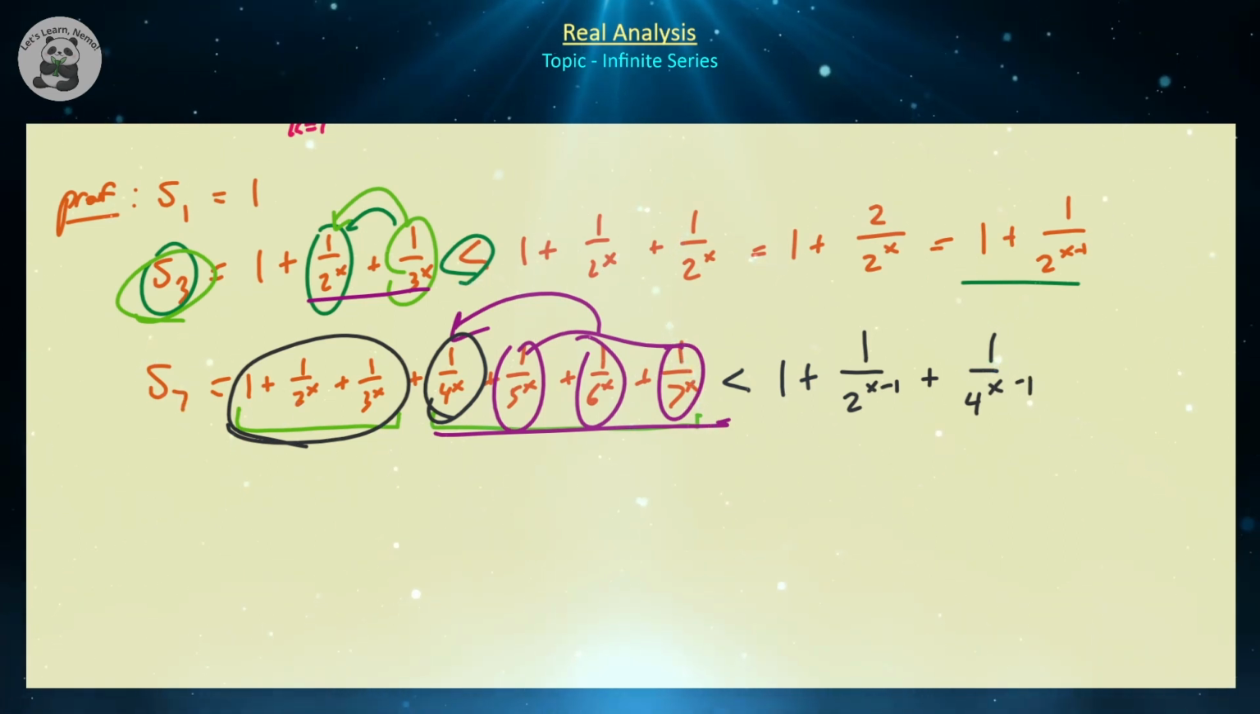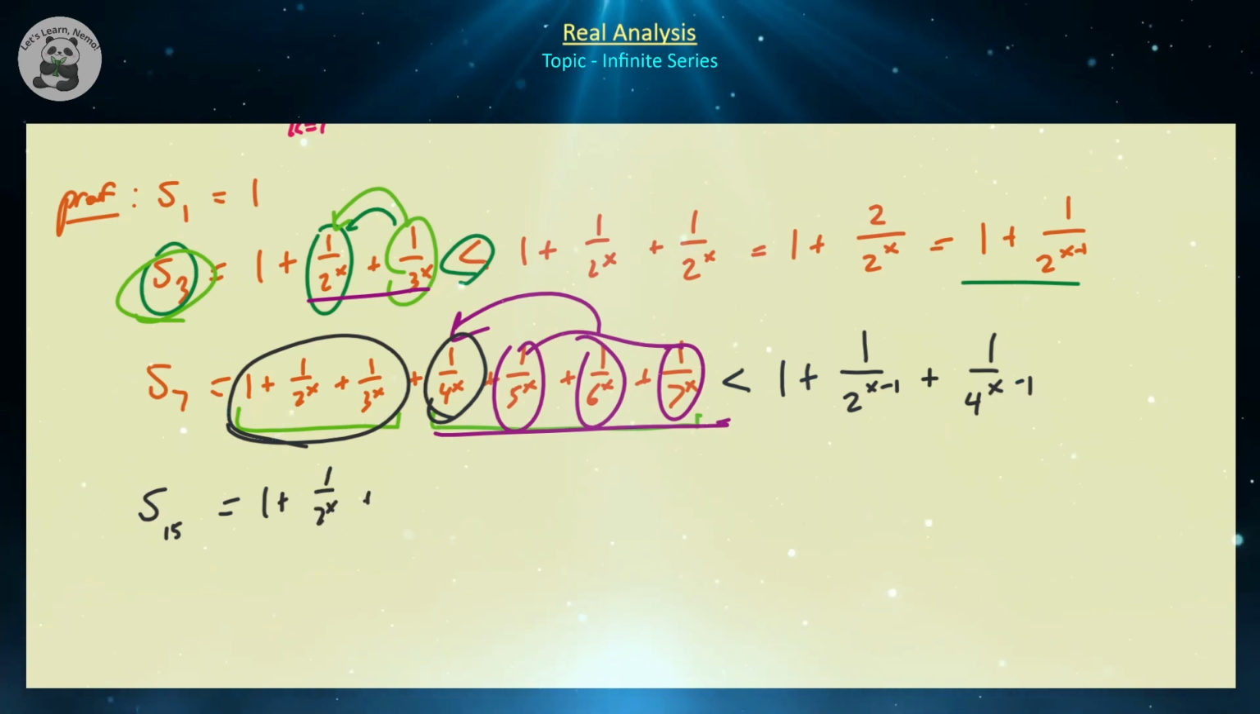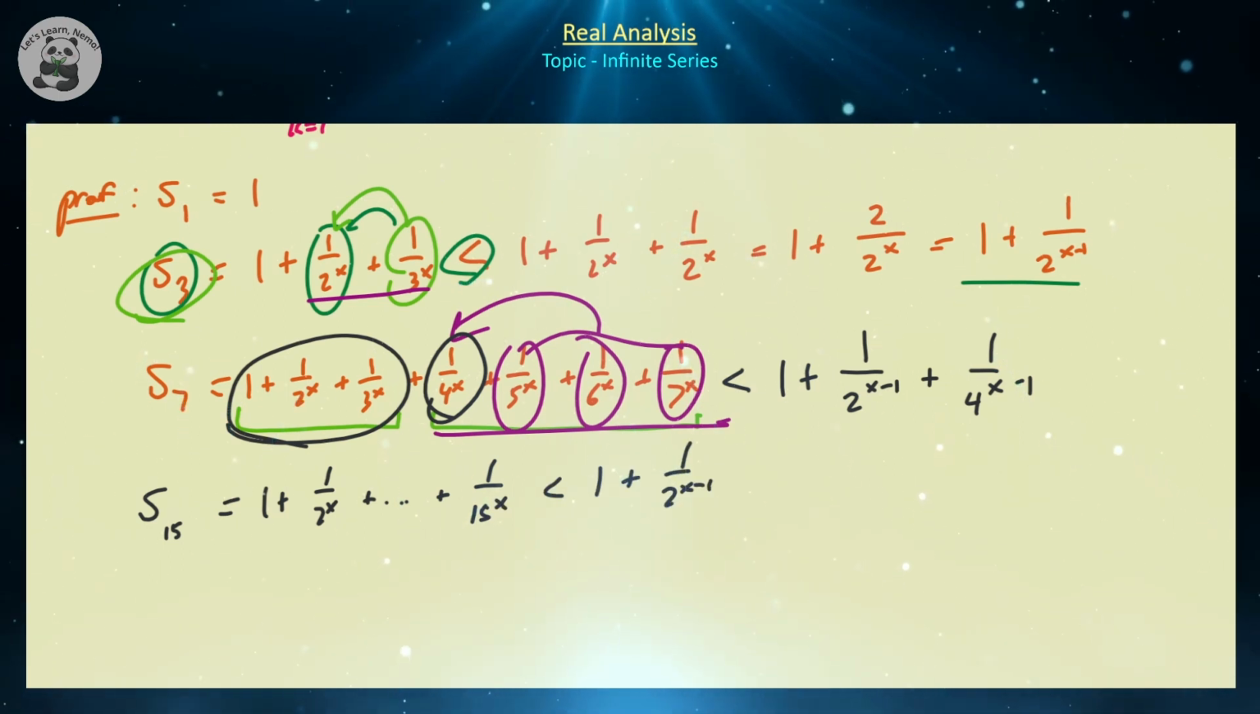If I do this again, what am I going to have? That's going to be S15, equal to 1 plus 1 over 2 to the x plus all the way down to 1 over 15 to the power of x, and that's going to be less than 1 plus 1 over 2 to the x minus 1 plus 1 over 4 to the x minus 1, and then it's going to be equal to what?